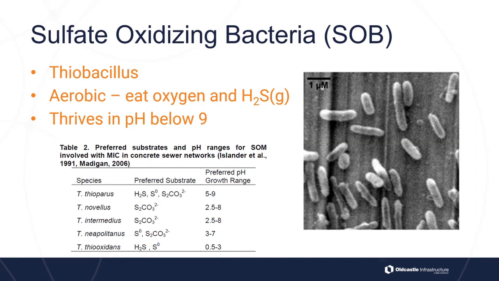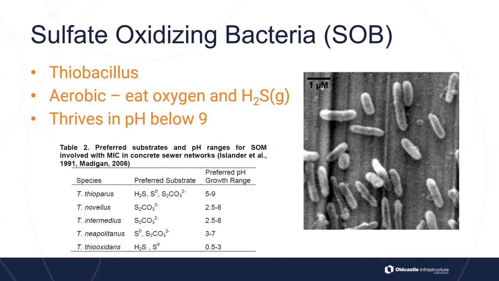It forms water on the moisture on the wall, and it creates sulfuric acid, which then reduces the pH even further. As the pH decreases, you start getting the Thiobacillus novellus, the intermedius, the neapolitanus, and the worst of all, the Thiobacillus thiooxidans. This is the one that thrives in a very, very low pH range of 0.5 to 3. And that's where you start seeing major acid reduction.